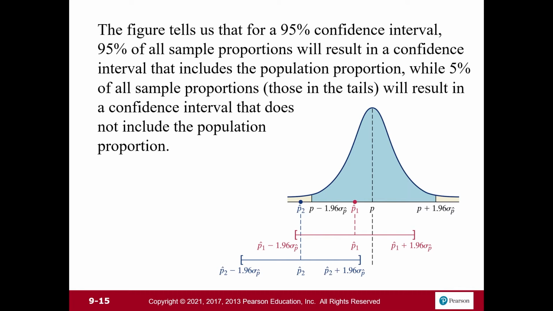Let's move on. So the figure tells us that for a 95% confidence interval, 95% of all sample proportions will result in a confidence interval that includes the population proportion, while 5% of all sample proportions, those in the tails, will result in a confidence interval that does not include the population proportion.